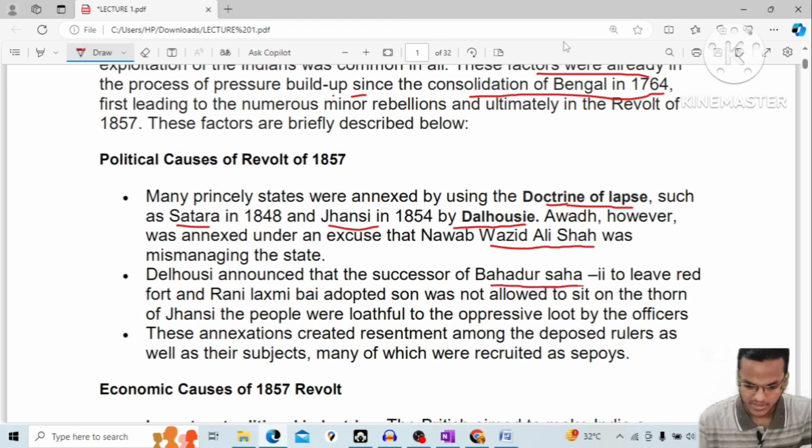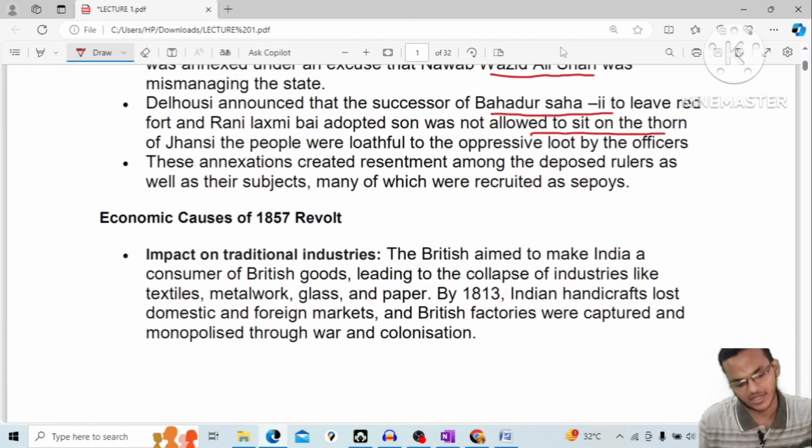और ये जो डलहौसी ने कहा था कि उस वक्त दिल्ली के सम्राट जो थे बहादुर शाह सेकंड, इन्हें रेड फोर्ट से निकल जाने को बोला गया था, क्योंकि रेड फोर्ट हमेशा से मुगल के पास था, लेकिन डलहौसी ने कहा कि तुम वहाँ से निकलो, ये एक रीज़न था. और रानी लक्ष्मीबाई जो थे, इनका जो अडॉप्टेड सन था, अडॉप्टेड सन को भी राज गद्दी में बैठने नहीं दिया गया था, not allowed to sit on the throne, ये एक रीज़न था. और ये एनेक्सेशन ने बहुत बड़ा रिसेंटमेंट क्रिएट किया था, एक बहुत बड़ा डिससेटिस्फैक्शन amongst the rulers.